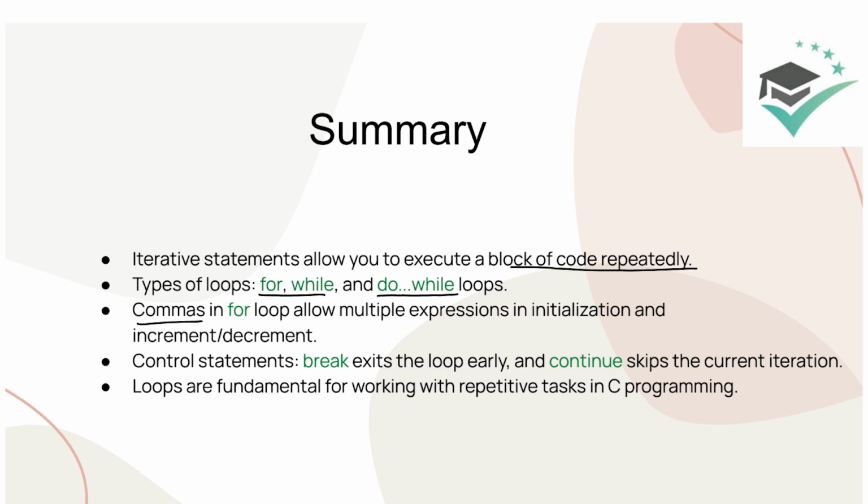You can use the comma operator in a for loop when you have multiple expressions to either initialize or increment and decrement in your for statement. You can use break to exit your loop early and continue to skip the current iteration. So these are considered as control statements in your loops. And loops are fundamental for working with repetitive tasks in your C programming. I hope you understood the actual implementation of for, while and do while along with the comma operator, break and continue keywords.